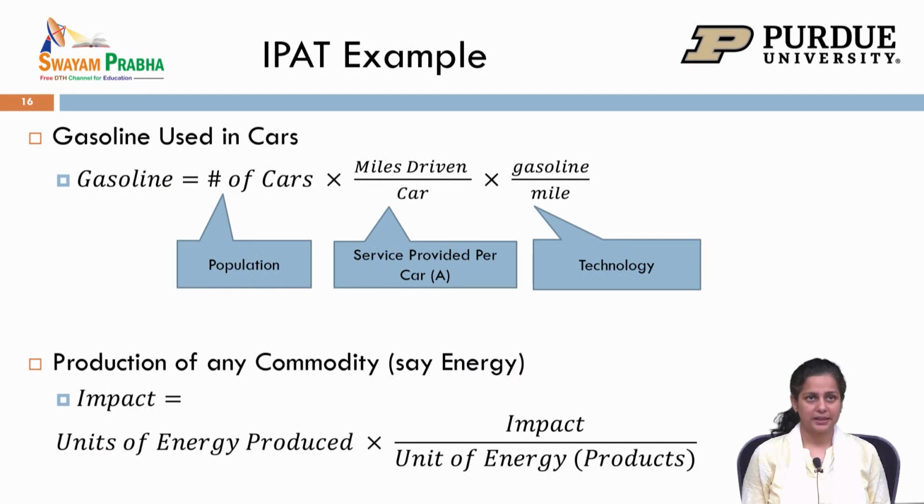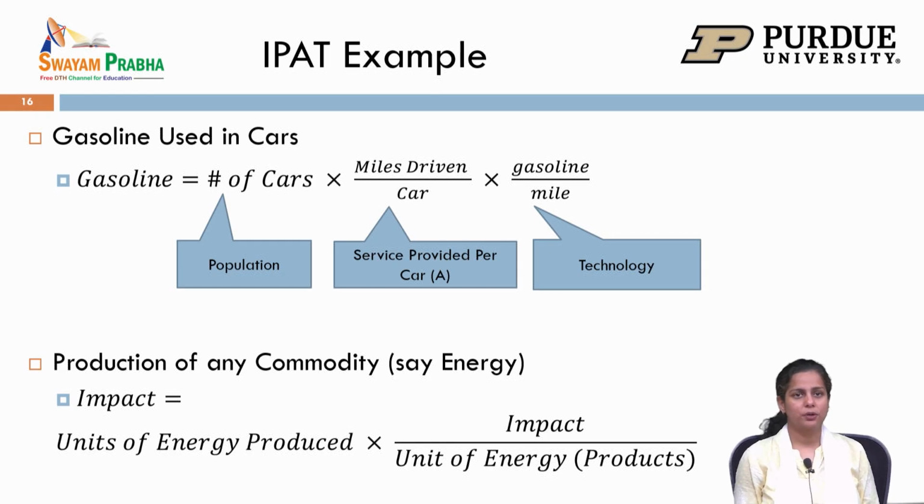Another IPAT example is, let us say, how much gasoline is used in cars. Total gasoline will be the number of cars times miles driven per car times gasoline per mile. The number of cars is the population, miles driven per car is the service provided per car, and gasoline per mile depends on what type of car you are driving. So it combines the effect of society or population, service provided per car which is the economic part, and then the technology which is the economy and ecology part or the emissions part.